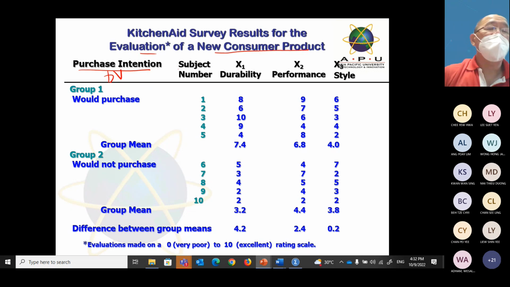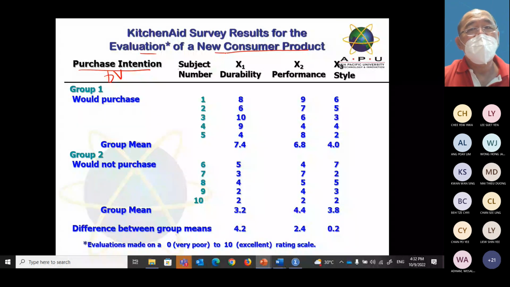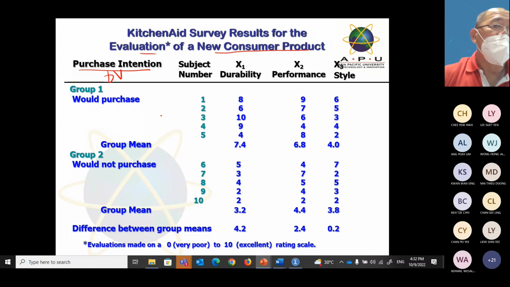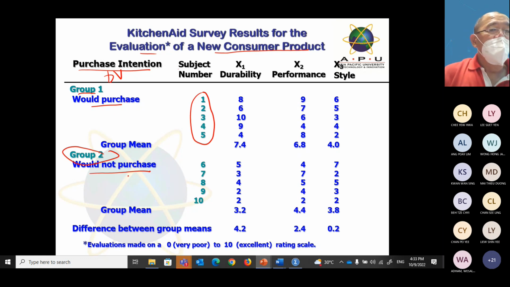The purchase intention: they introduce the new product to some potential customers, and group 1 say they would purchase. Of course, they give some briefing on the product first. Group 1 got 5 respondents who said they would purchase. After the briefing, group 2 say, I would not purchase. For this case, it's not easy to change the number. Some can, some cannot. So here also 5 people.